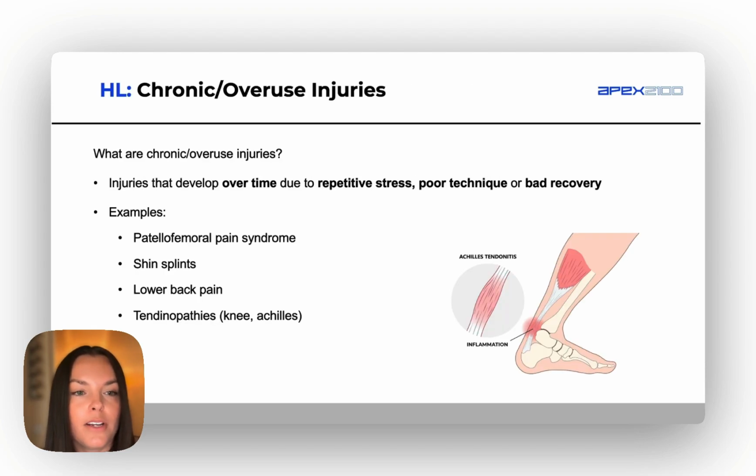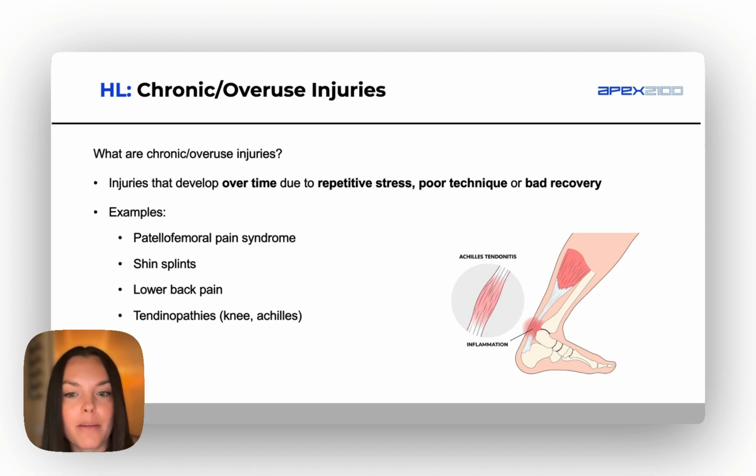Okay, for HL now, we've got a little bit more to look at on chronic and overuse injuries. These are injuries, again, that develop over time due to repetitive stress, poor technique, or bad recovery. An example of a chronic or overuse injury is patellofemoral pain syndrome, which is pain around the knee. It's often from overuse or poor knee alignment. Shin splints is also an overuse injury. It's pain in the front of your lower leg, normally from repetitive impact, often running.